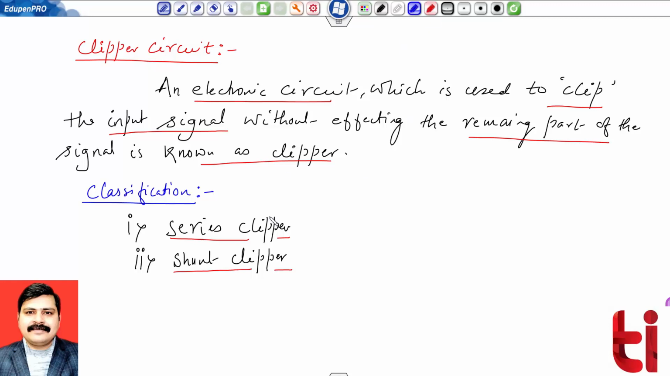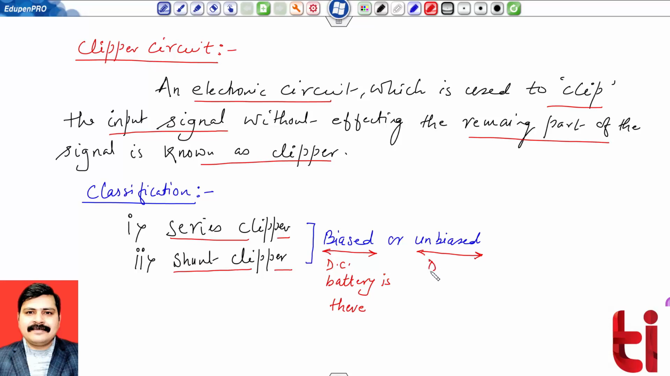Now, in series as well as in shunt, in both cases, two further categories are possible. A clipper may be biased or unbiased. That means a DC battery is there, or a DC battery is not present.